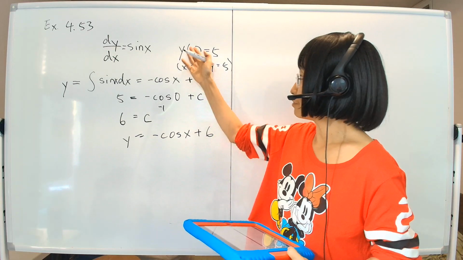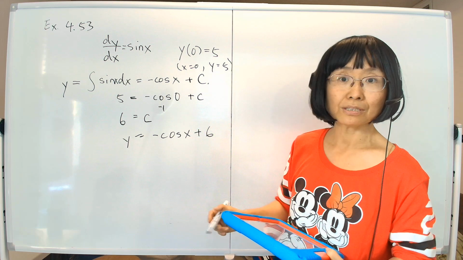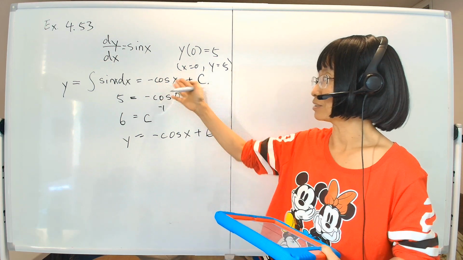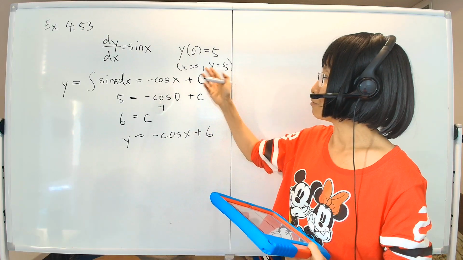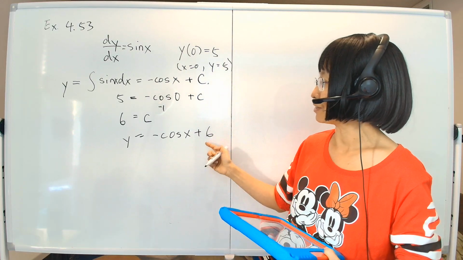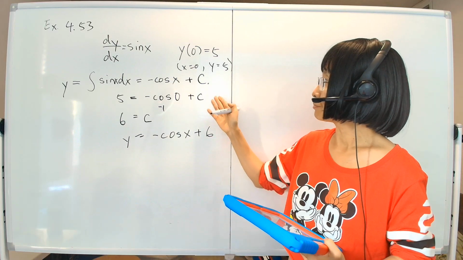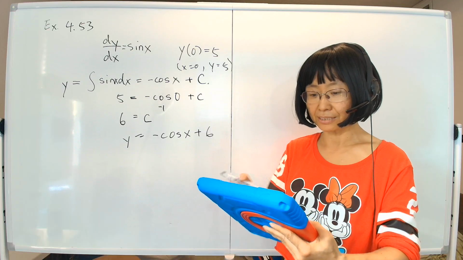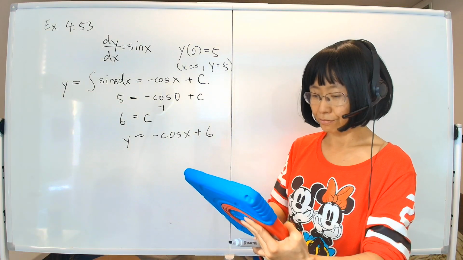So the initial value serves to help you hunt down what constant we are talking about, because we're not just using the family of functions, the infinite number of choices depending on what c is, but they want just one. Pick one that fits the condition, and this would be the one that fits the initial condition, when you let c equal 6. And that's the end of example 4.53.